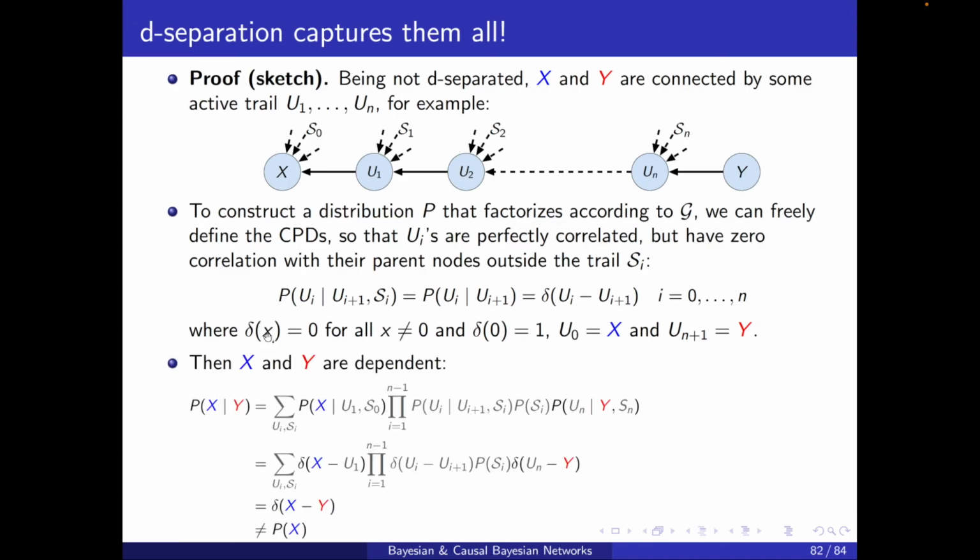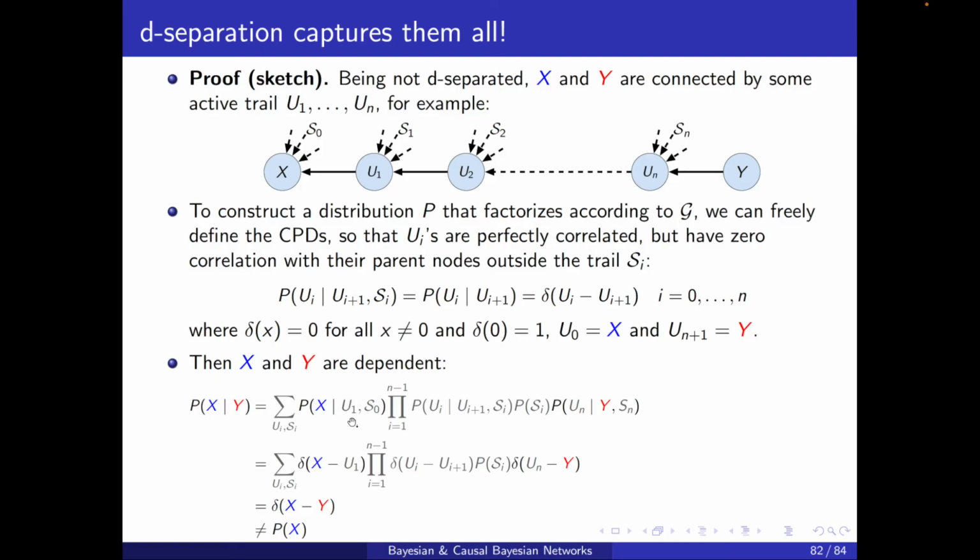Now we can show what happens to x and y. P of x conditioned on y, we want to show that this is not independent. If they were independent, it would be equal to P of x, but we show that it's not. So how can I write this down? It will be P of x conditioned on u1, u1 conditioned on u2, and all the way conditioned on y, and then you can multiply it by P of y even, but you don't need to. And then we marginalize out all these intermediate variables, right?